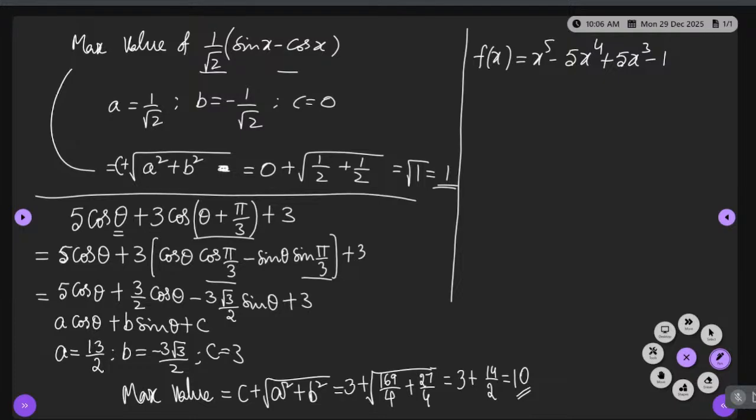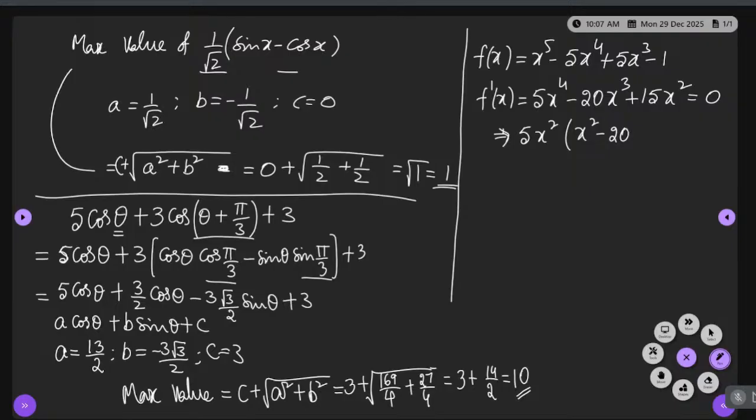Write. So simple, here we have f of x. Write the first derivative. F dash of x equals 5x power 4 minus 20x cube plus 15x square. Make it equal to 0. So here 5x square into x square minus 4x plus 3 equal to 0.